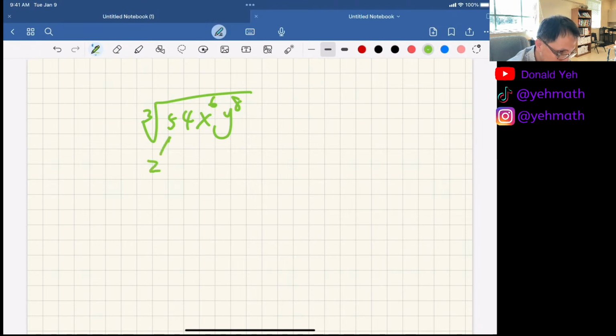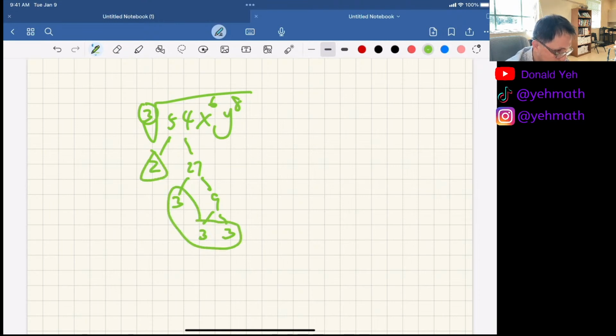So I break this down to 2 and 27, and then 3 times 9, and then 3 times 3. Since this is a third root, usually 27 is a square root, so you need a group of 2. Here, you need a group of 3. If you have a group of 3, you can group this, and you can get it out. So it'll be the third root of 2, like this. Any questions? Is that okay?